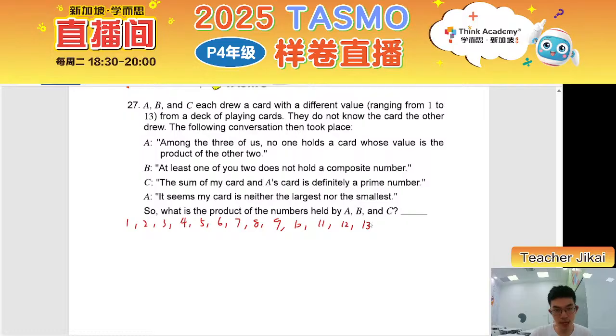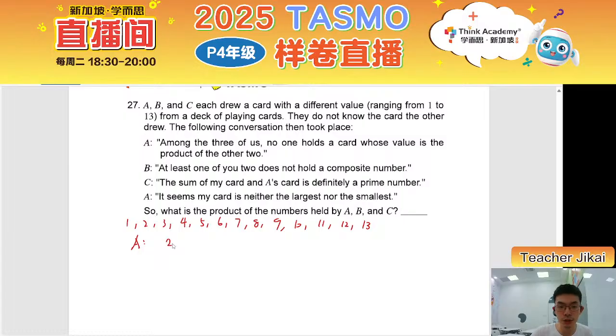So A said, among the three of us, no one holds a card whose value is the product of the other two. How can he know this? He doesn't know B and C's numbers, right? But how can he assume his number is not a product of the other two? It means his number won't appear in an equation where a number is the product of the other two. So what are all the equations where a number is the product of the other two?